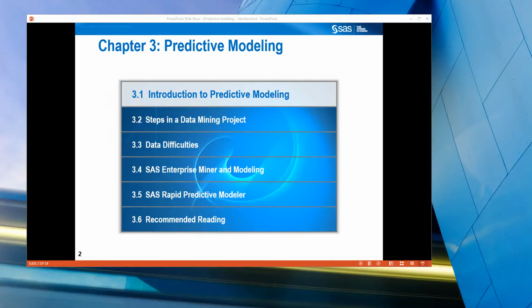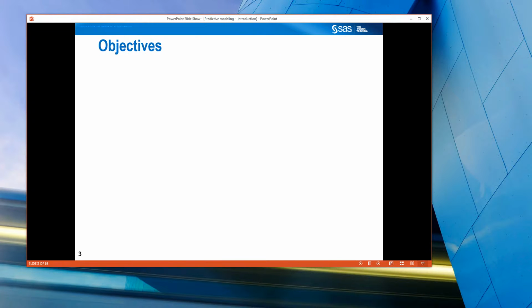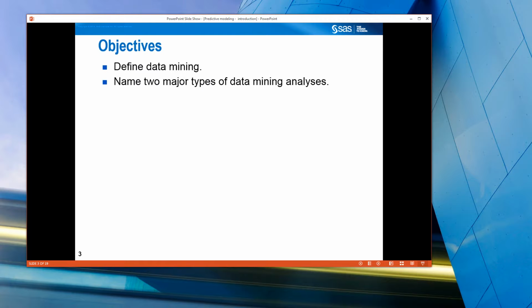Hello, in this session I want to go over a topic called predictive modeling, and it's an area within data mining. Alright, so the objective of this presentation is to go over the basic definition of data mining, and also describe two major types of data mining analysis techniques, and we'll also look at some techniques that can be used for what are called supervised and unsupervised learning situations, or supervised and unsupervised analysis situations.